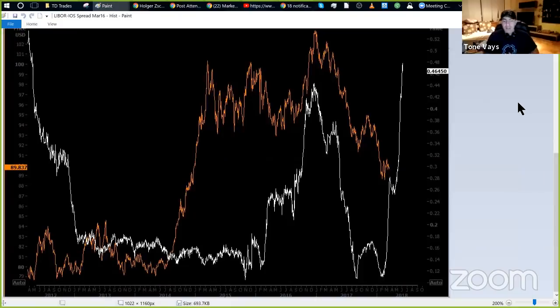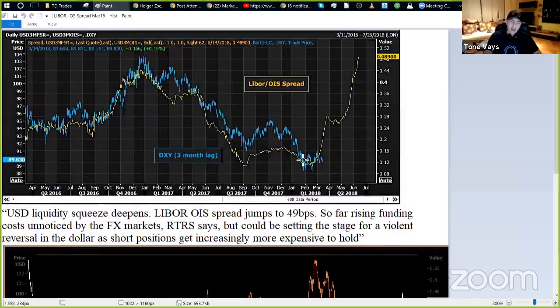Because here's the same exact chart, but taken back 3 or 4 years. And all of a sudden, your dollar correlation with this thing is totally gone. So you got to be real careful, okay? This is the kind of thing that Zero Hedge does.